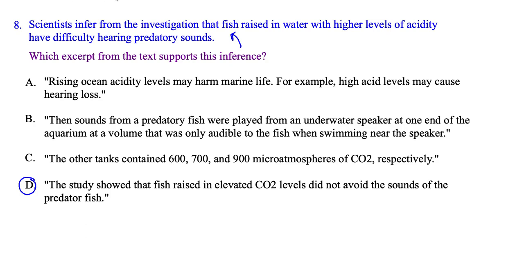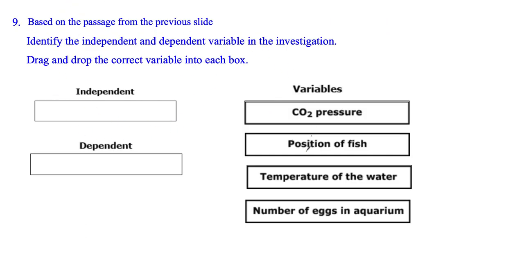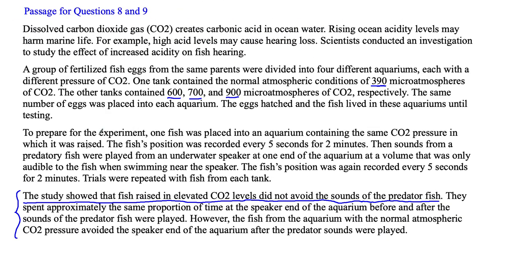Let's go to number 9. We got 2 more to go. And again, this deals with the article as well. This one's actually easier, I think, than the previous one if you understand independent and dependent variables. So this also is based on this passage, and they're asking you to identify the independent and the dependent variables in this experiment.